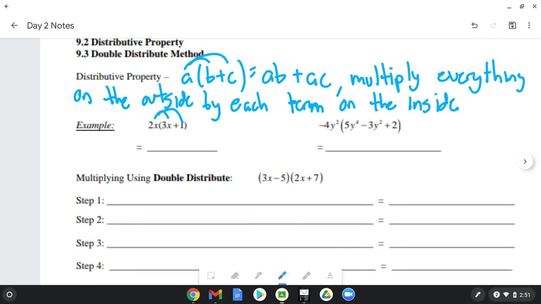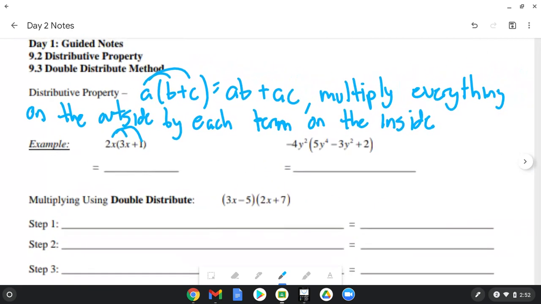So when we do these examples here, 2 times 3 would give me 6. X times x is x squared because you'd get 1 plus 1 for your exponents up top. And then 2 times 1 is 2. And then x times no x's, it's just an x. So that'd be your answer. So that's a quadratic binomial.